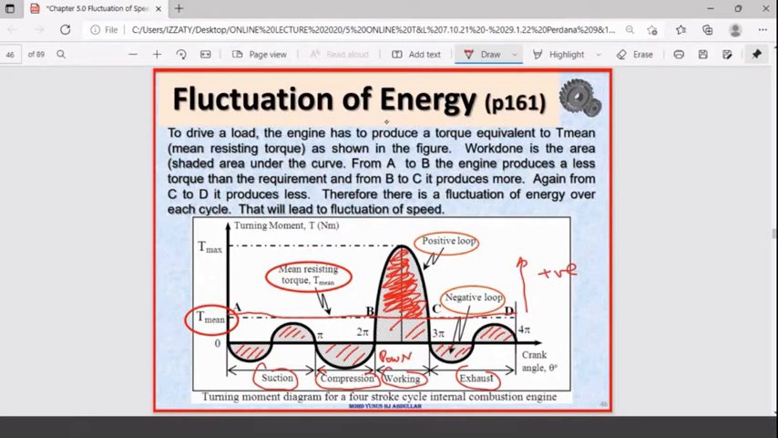So any area below T mean is negative. Remember, it is measured from the T mean. It's not measured from the origin. No, it is measured from the T mean. So this is why you need T mean here. Okay, so that is one.